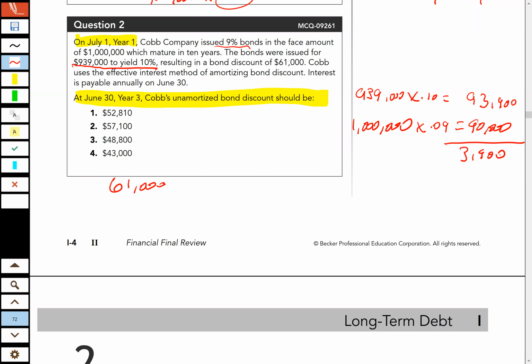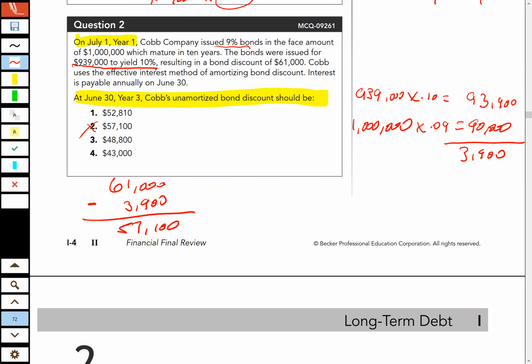And as we said on the flashcard, that's going to reduce the discount so that the carrying value can come up, right? Okay, so I subtract that 3,900 from the 61,000. And when I do, that becomes 57,100. Okay, now that's at the end of year 2, isn't it? Well, I'm not there yet because I have to get to the end of year 3, right?